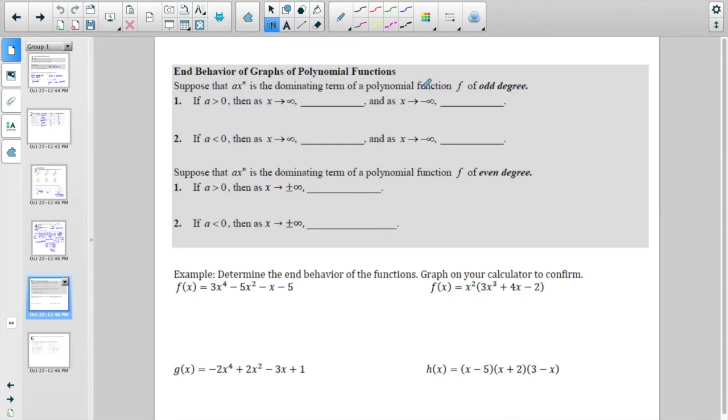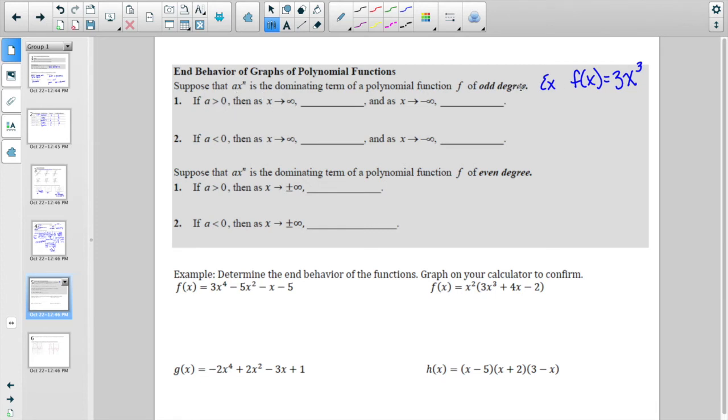Okay, so in end behavior of graphs of polynomial functions, end behavior is just talking about what happens when x gets really large and x gets really small. Suppose that a times x to the n is the dominating term of a polynomial function. That means it's the term with the highest power, because it's going to be the one that has the biggest impact on the value of the function. Suppose that it has an odd degree, which means the highest power is odd. For example, this could be something like f of x equals 3x cubed. Suppose this is the highest power in my polynomial, x cubed. Well, that's an odd degree, so that's why we're talking about that.